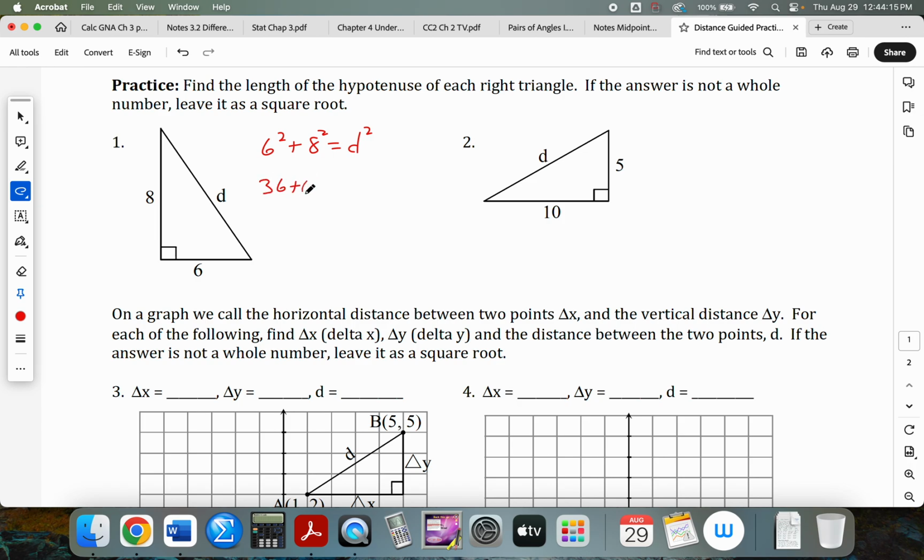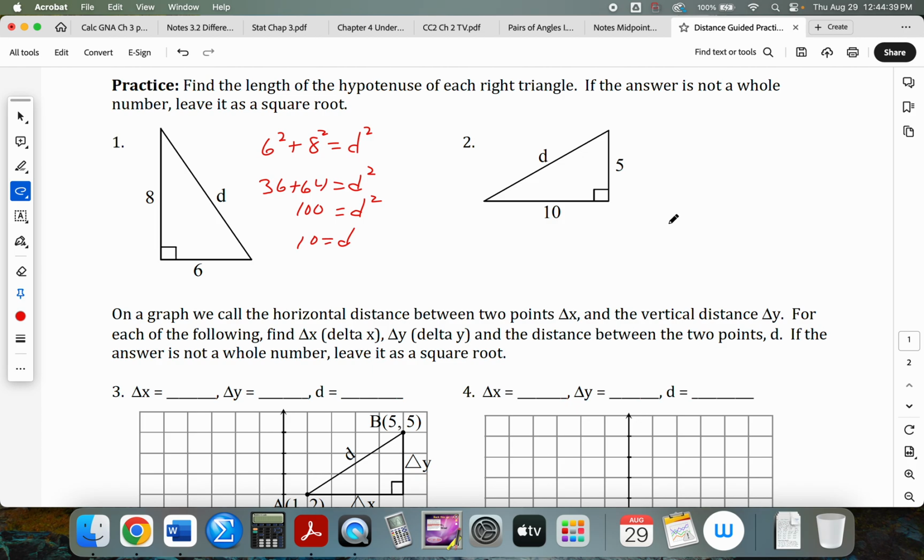That's 36 plus 64 is d squared. That's 100 is d squared. Take the square root of both sides and we have 10 is the distance. Because the square root of 100 is 10. Right.